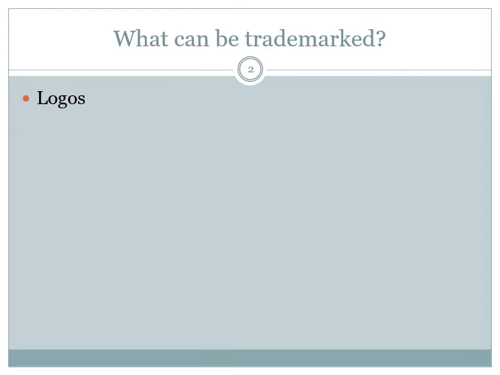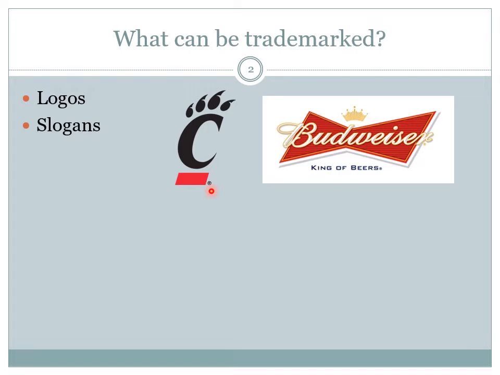So what can be trademarked? Obviously logos. Perhaps you've seen this one, and we see this little R. That means it's a registered trademark with the USPTO. Slogans. Now here, and I'm sure none of you have ever seen this logo before, this is Budweiser. They make beer, malt beverages, if you will.